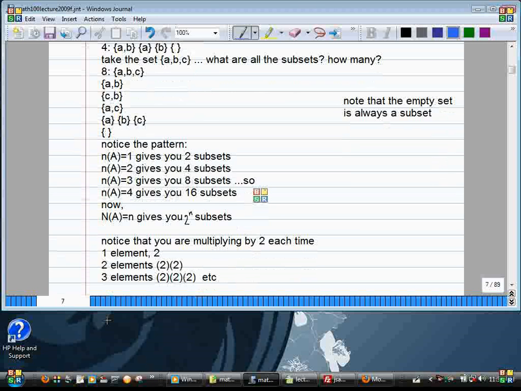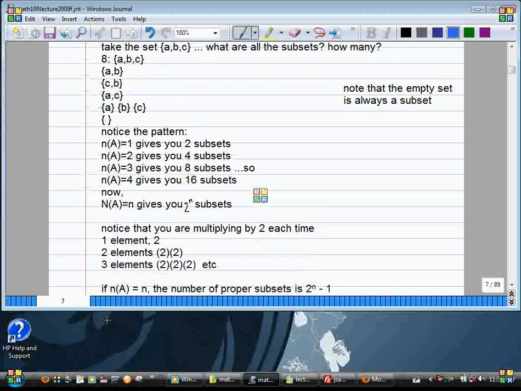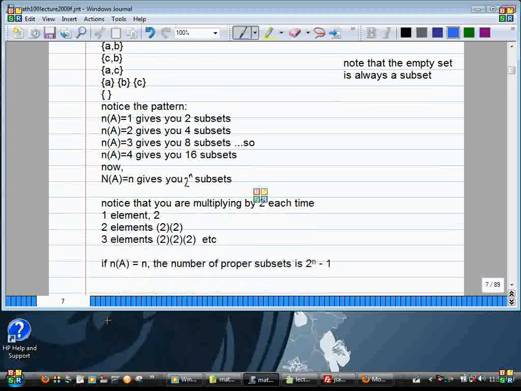So now here's a fun follow-up question. If the number of subsets is 2 to the n, what is the number of proper subsets? Well, what does it mean to be a proper subset? It means it can't be itself. There you go. Because you want to count all the subsets except the set itself. So there's one set that you don't want to count, so you just subtract one.